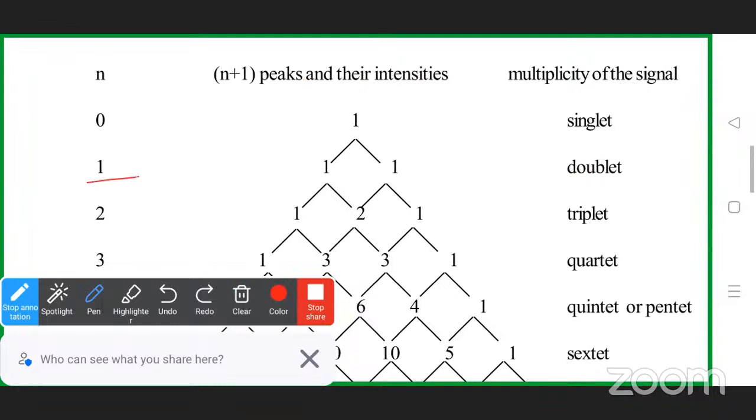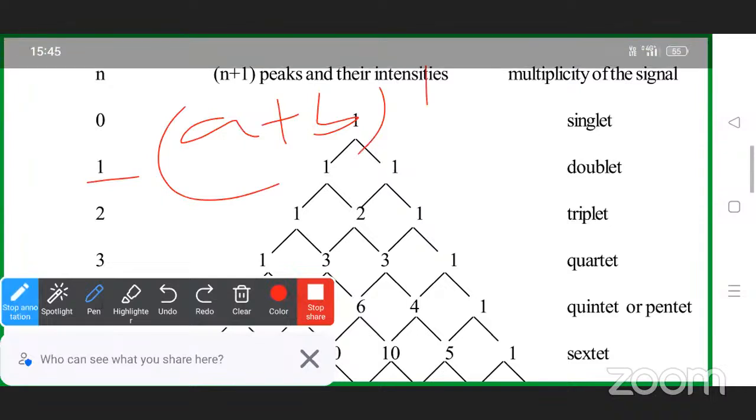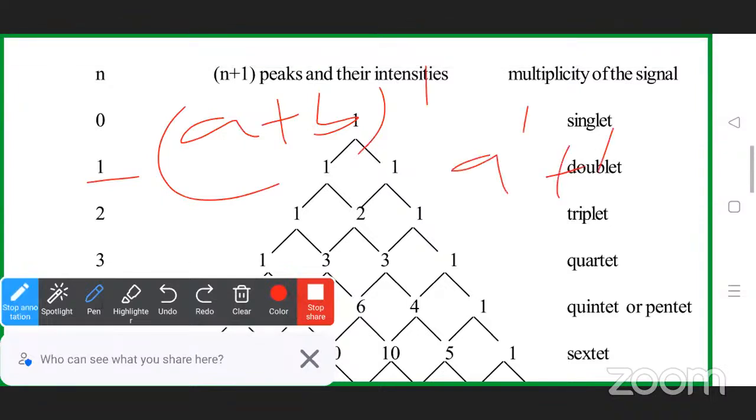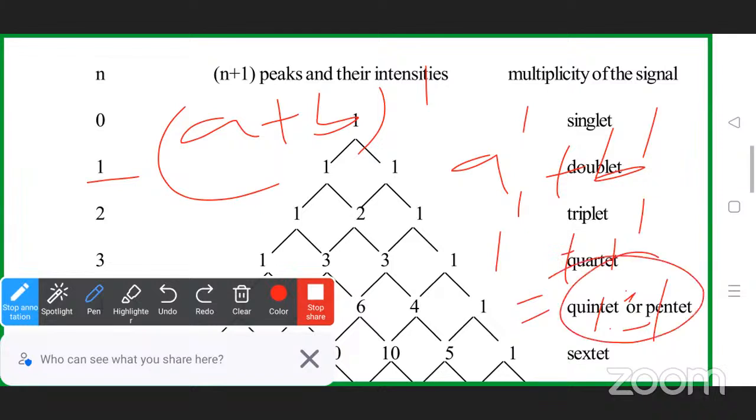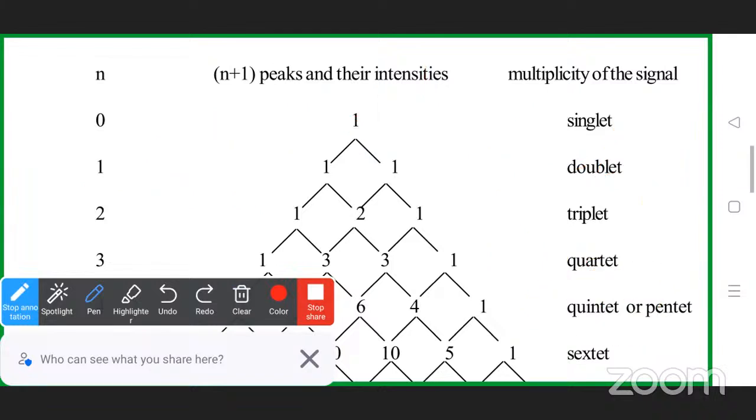And if n equal to 1, means when one non-equivalent neighboring proton is there, then we get A plus B power of 1. So here is A power 1 plus B power 1. A equal to 1 plus 1. Here is 1:1. So intensity equal. If the signal is split into a doublet, you can see the equal intensity.